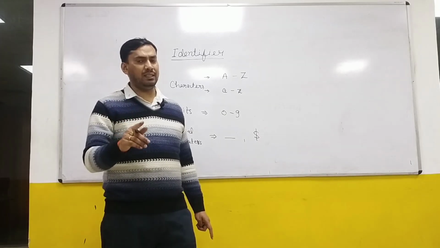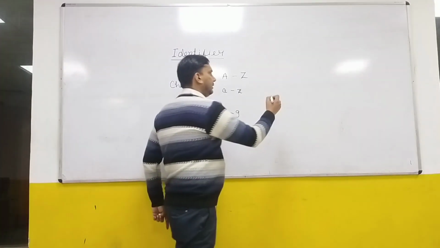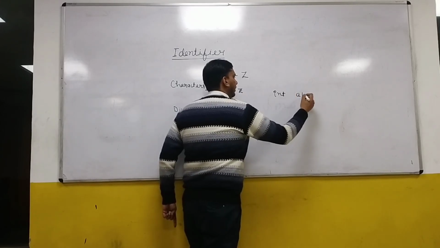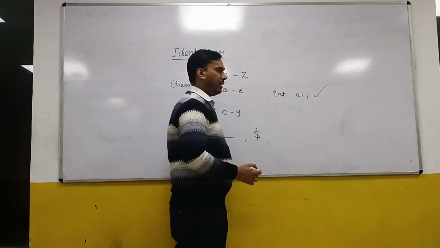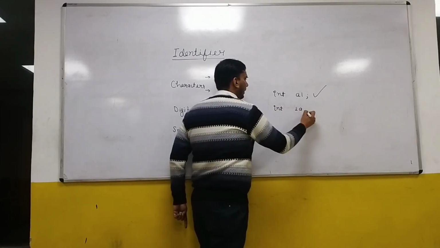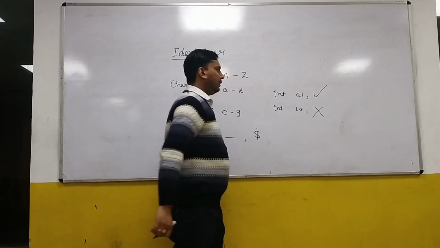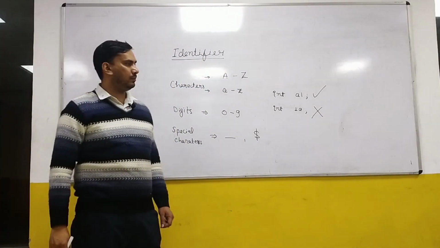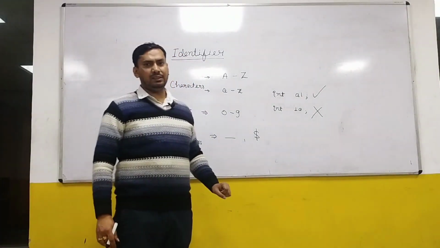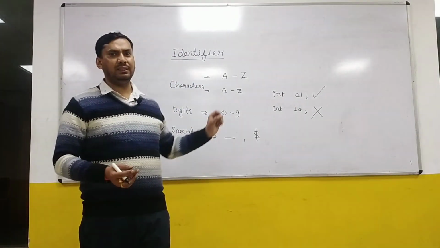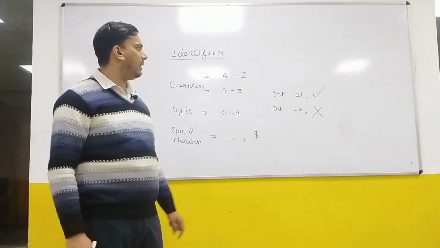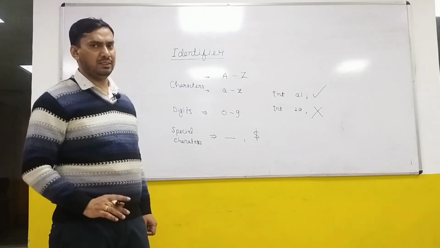If you are writing int a1, this is okay, no problem. But if you are creating something like int 1a, this is wrong. So this is how we can understand the rule which says this is not allowed. So this is the first restriction: any identifier should not start with a digit.